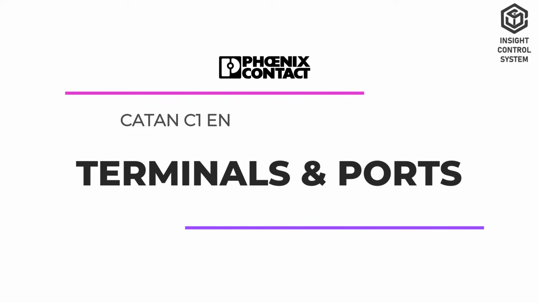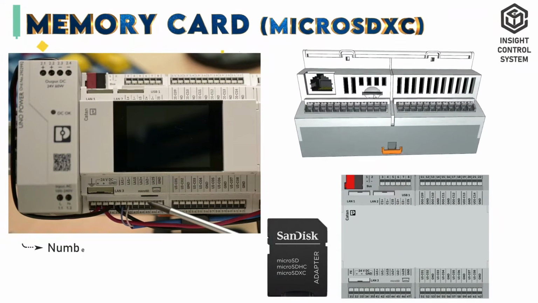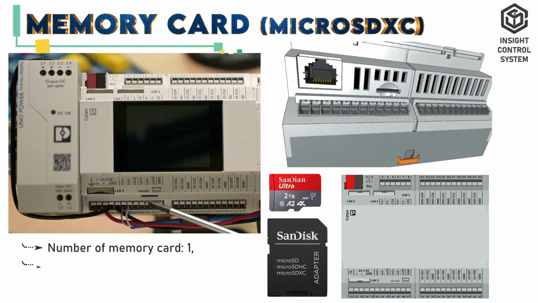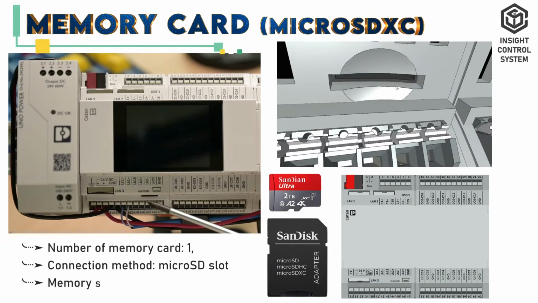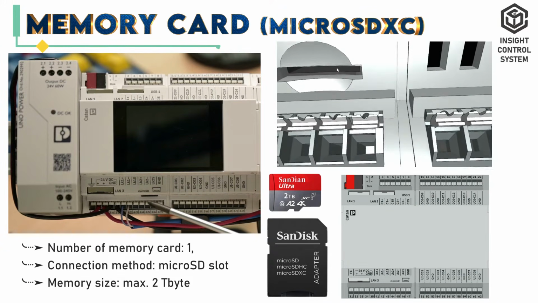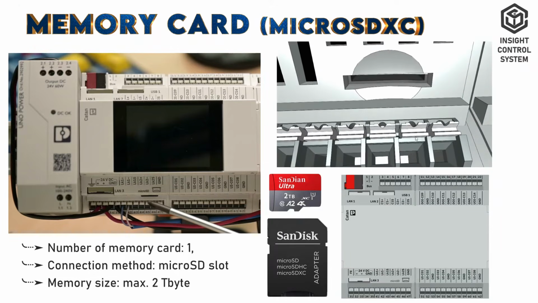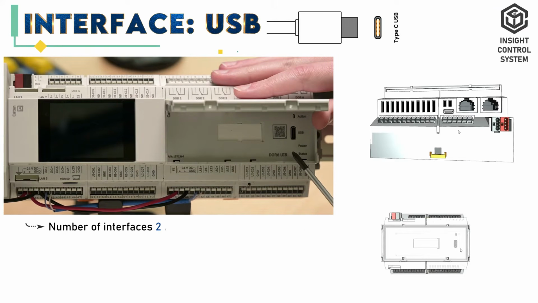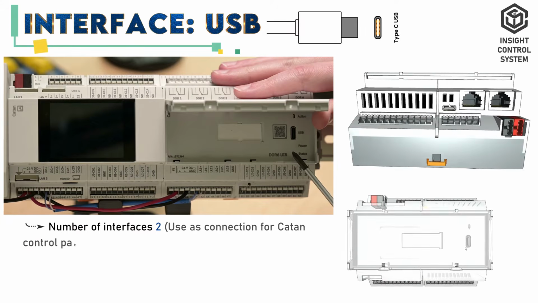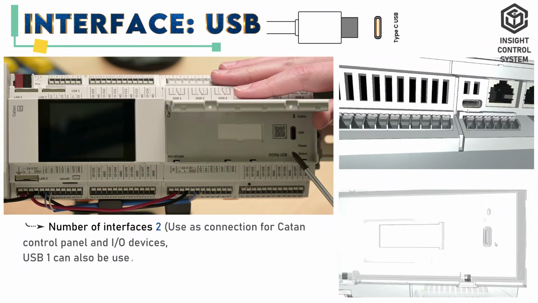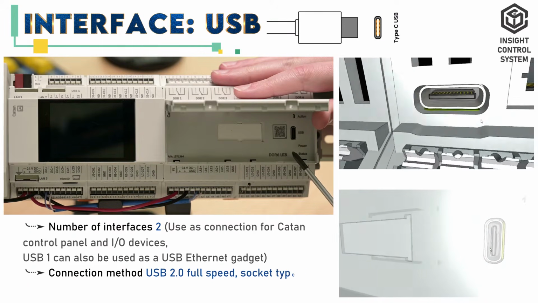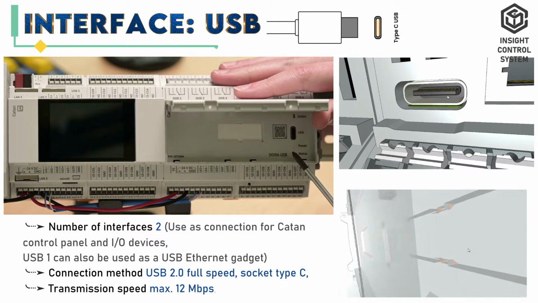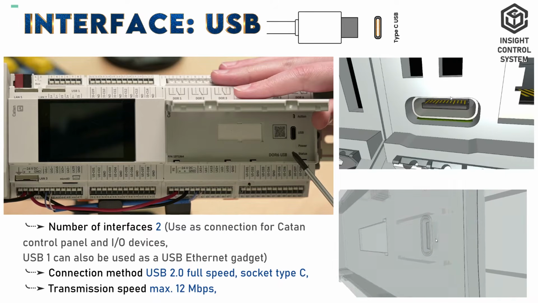Controller terminals and ports. This is the memory card slot. Number of memory cards is 1. Connection method is micro SDXC slot. Memory size is maximum 2 TB. This is the USB interface port. Number of interfaces is 2. Use as connection for CATAN control panel and I/O devices. USB 1 can also be used as a USB Ethernet gadget.